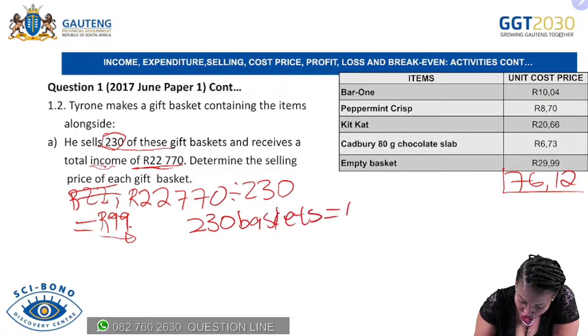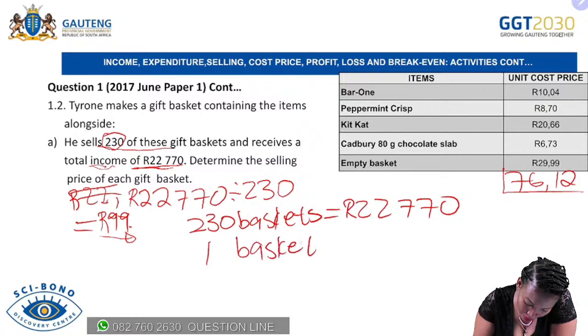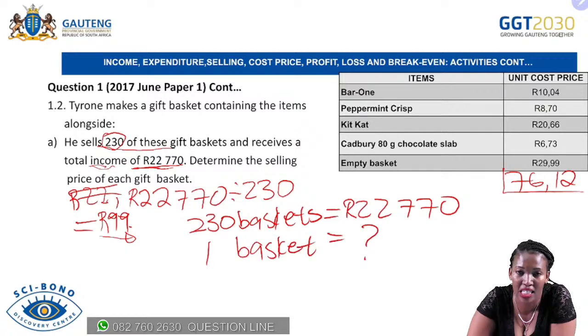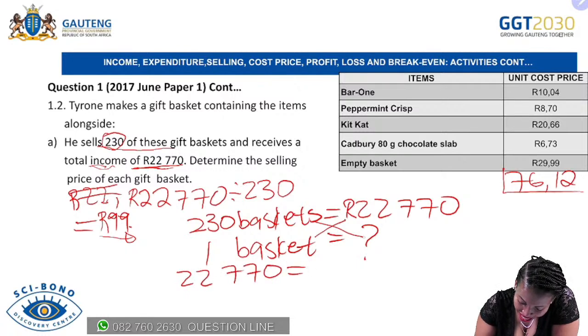he got how much? He got 22,770. So we want to know for one basket, how much will he get? So how do we do that? We cross multiply. So then it will be 1 multiplied by 22,770. It will be 22,770. And then this question mark that we are asking ourselves multiplied by 230.